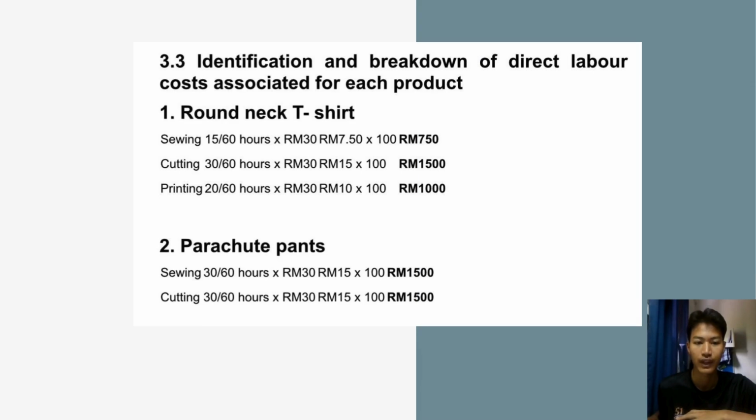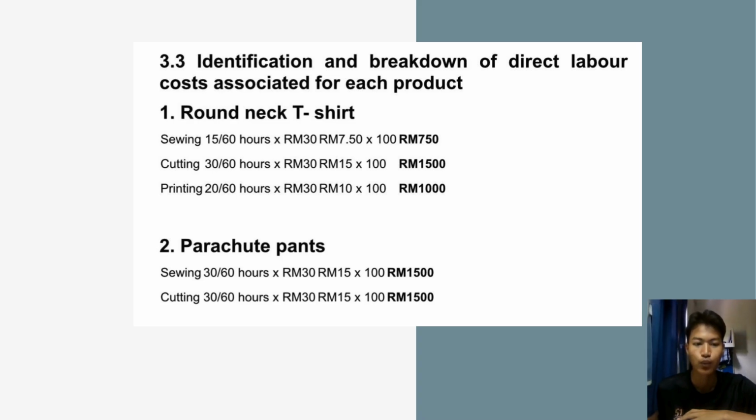Next is identification and breakdown of direct labor costs associated with each product. First, we have round neck t-shirt. For sewing, we take 15 minutes times by 30 ringgit and got 7 ringgit and 50 cent for each. Then we times by 100 and we get 750 ringgit. For cutting, we take 30 minutes and times by 30 ringgit and we got 15 ringgit for each and times by 100 units and we got 1500.